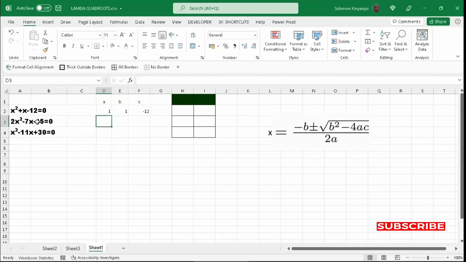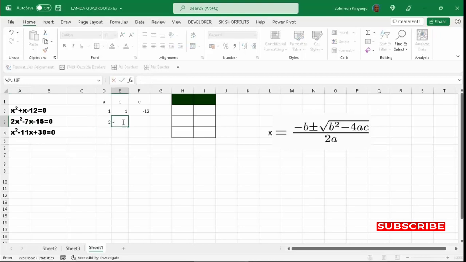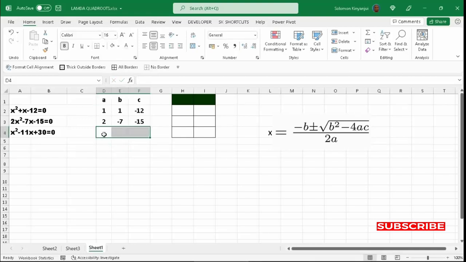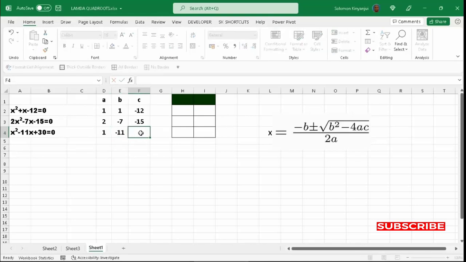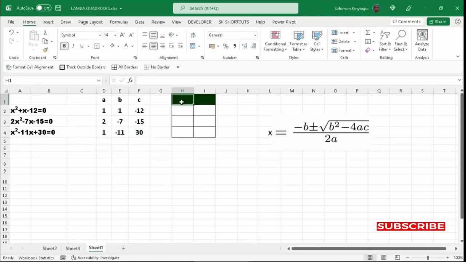For the second equation, the coefficients are 2, negative 7, and negative 15. The coefficients of the third equation are 1, negative 11, and 30. Therefore, here we have the roots. We use alpha and beta to represent the roots of a quadratic equation.